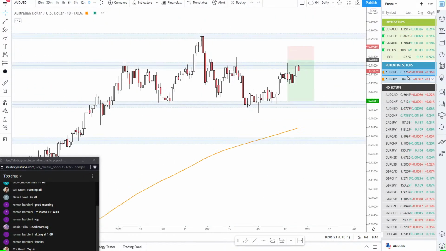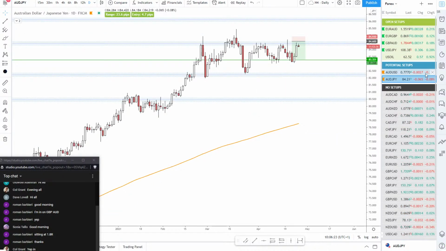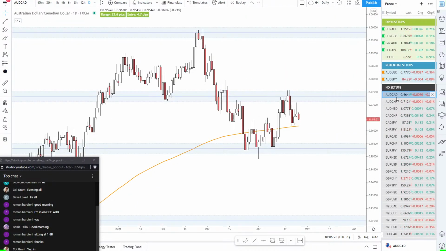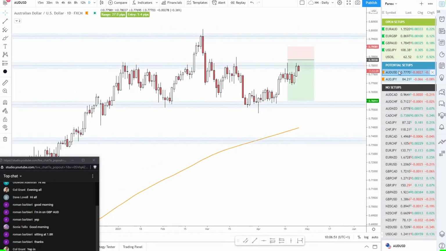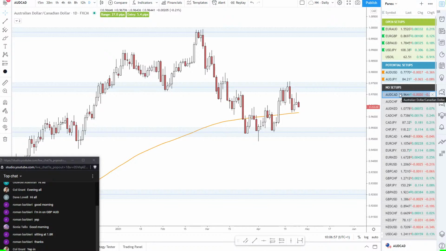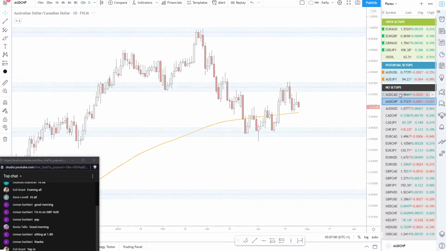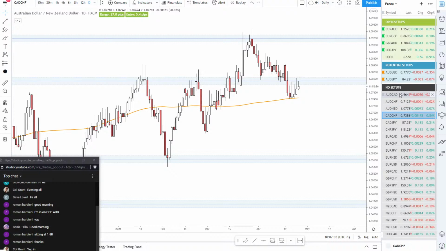Right, so we got a few trades triggered. I didn't get in those trades. Yeah, okay. Sorry, I was just looking at a few things. Right, AUDCAD, nothing there, nothing there. Just going to look for some new setups that might be forming.